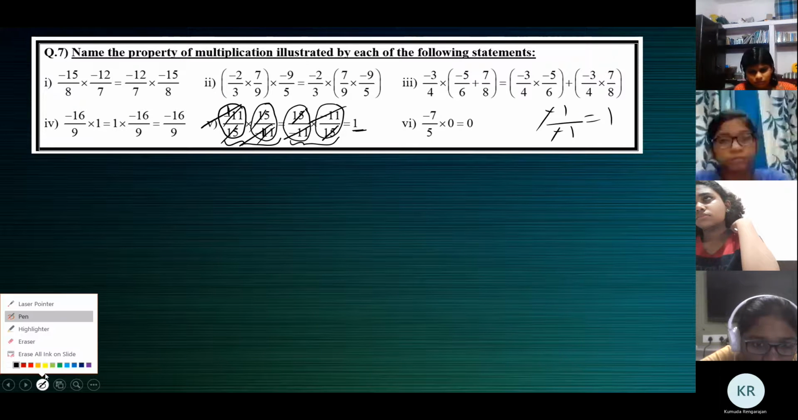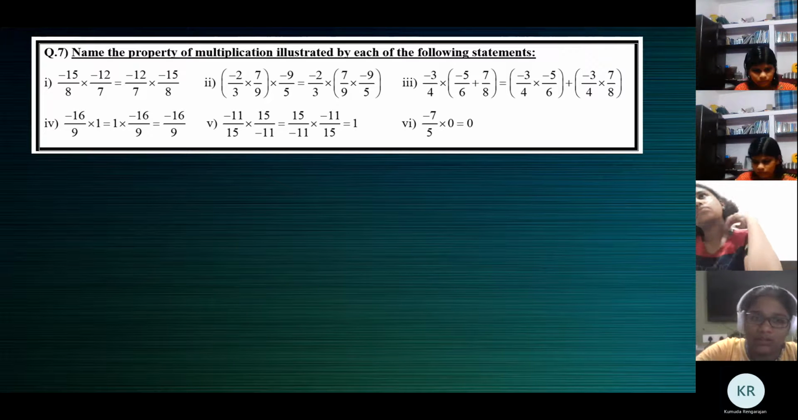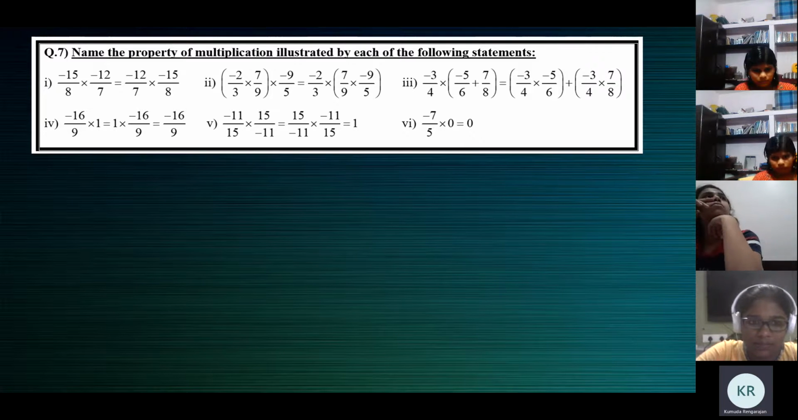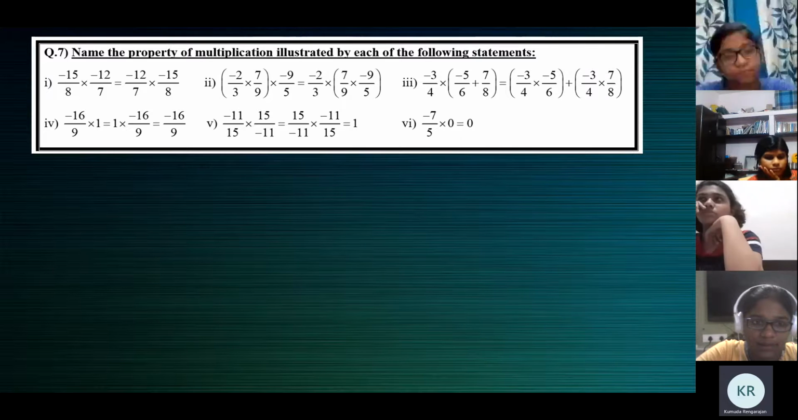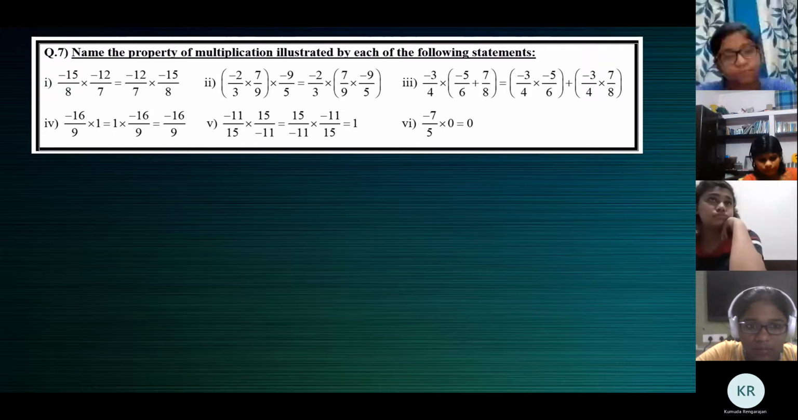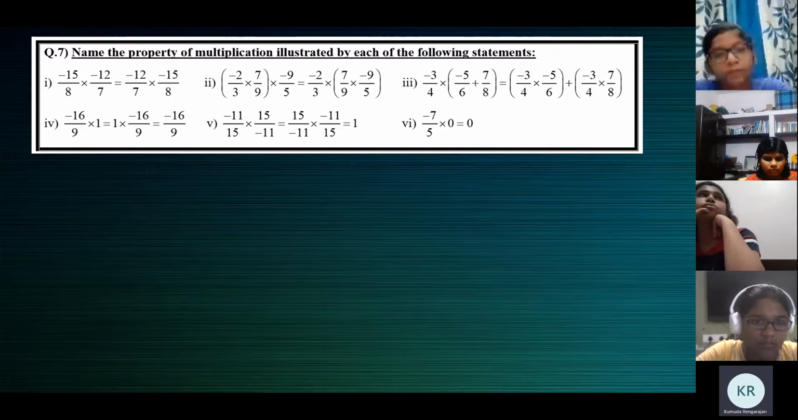Ma'am, it's also known as the reciprocal of rational numbers. Reciprocal, yes. Reciprocal of rational numbers. So in 5, what is demonstrated? Multiplicative inverse of rational numbers. That is, 15 by minus 11 is the multiplicative inverse of minus 11 by 15, or minus 11 by 15 is the multiplicative inverse of 15 by minus 11.